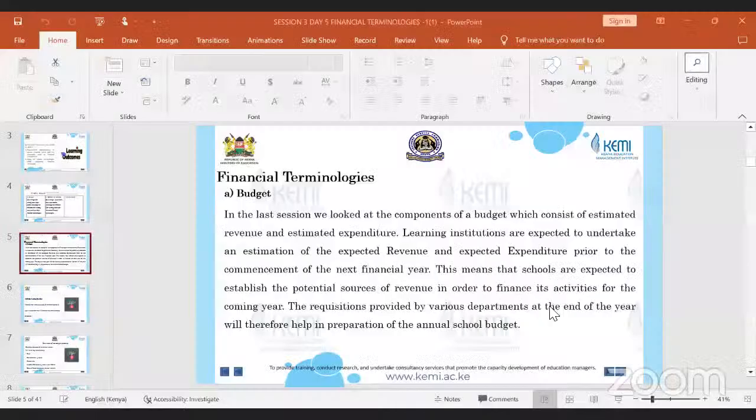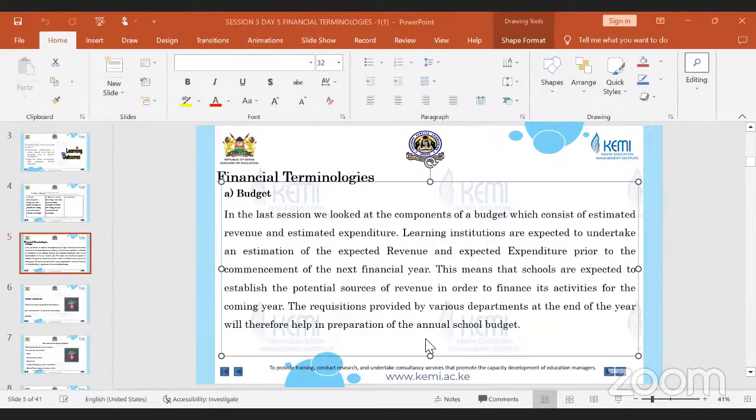So yesterday you looked at budgeting. Well, in the last session you looked at budgeting. And in that last session, maybe first of all I could share my slides so that you're able to see what I'm talking about. So I'm saying that in the last session, you looked at the components of a budget.